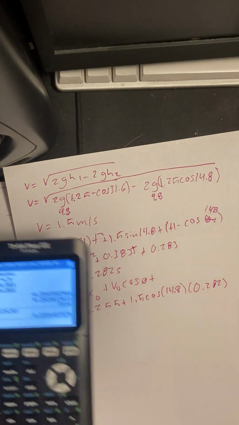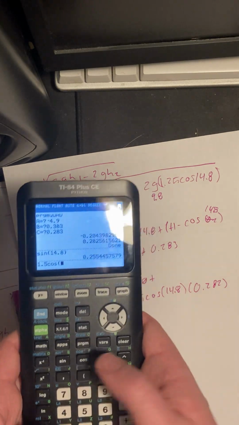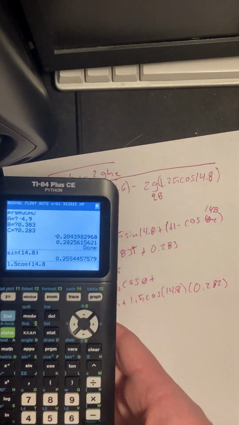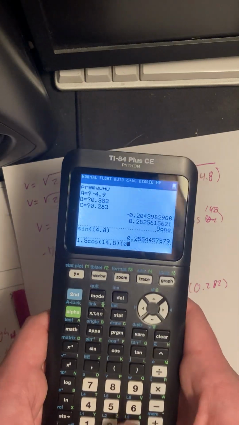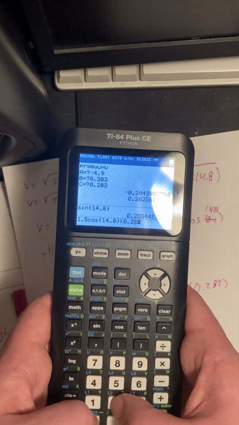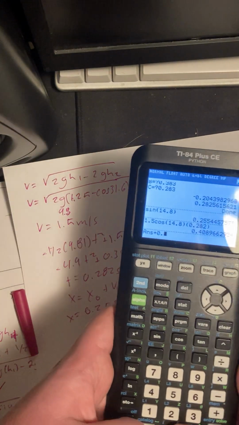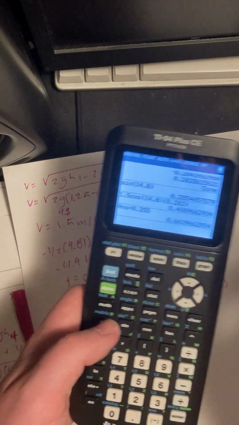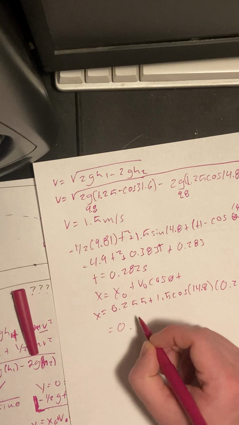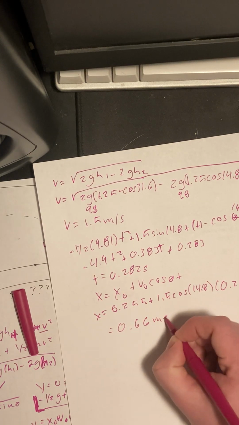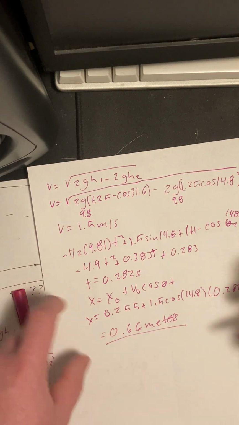seconds. So let's do the math on this very quickly. 1.5 cosine 14.8, times 0.282, that's our time. Then we're going to add 0.255. And that gives us 0.66, and this is in meters, by the way, equals 0.66 meters. That is our final distance traveled.